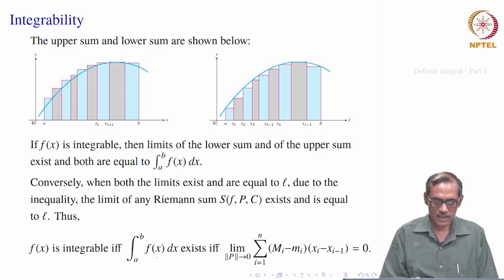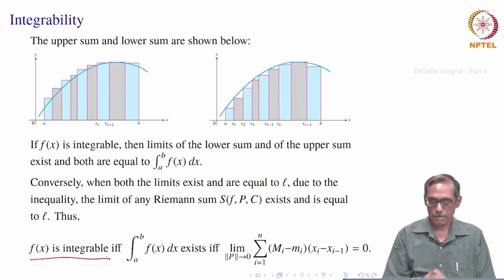So, that would say that f of x is integrable if and only if this integral exists, if and only if the limit of the sum of f of c i times x i minus 1 equals L, if and only if both the lower sum and upper sum give the same limit, and that is the same thing as telling the difference between the maximum of f and the minimum of f. So, if you compute this summation, that should be equal to 0, right.